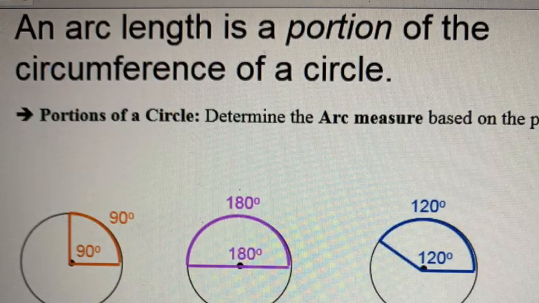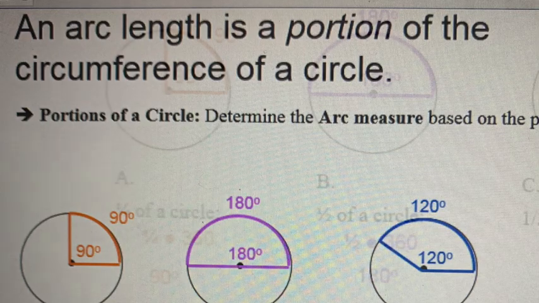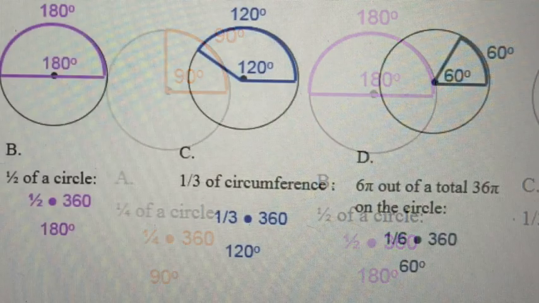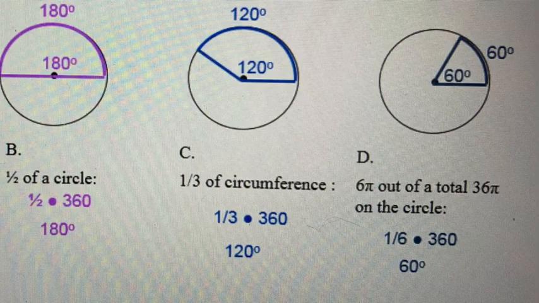All right, an arc length is a portion of the circumference of the circle. Proportions are determined by how much of the circle it is. For example, 90 degrees out of 360 is a fourth of the circle. 1/4 times 360 is 90 degrees. 180 is half of the circle, because 180 divided by 360 is 1/2. A third of the circumference is 120 degrees, because 120 divided by 360 is 1/3.